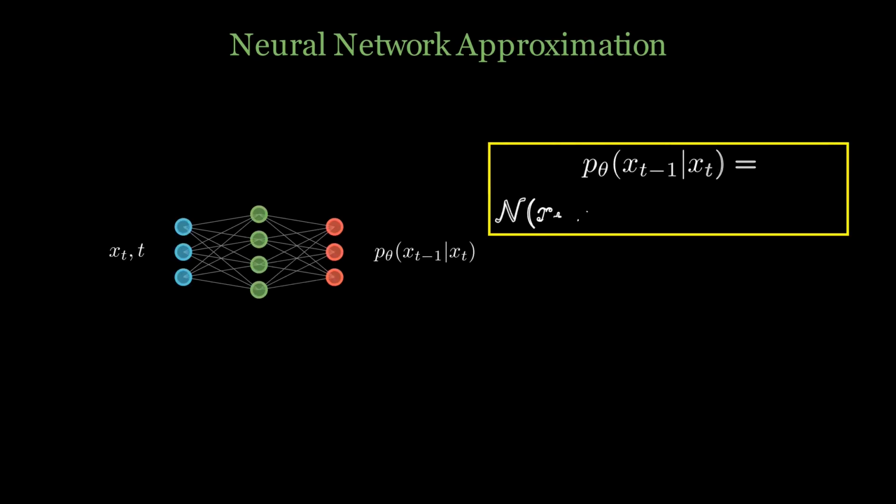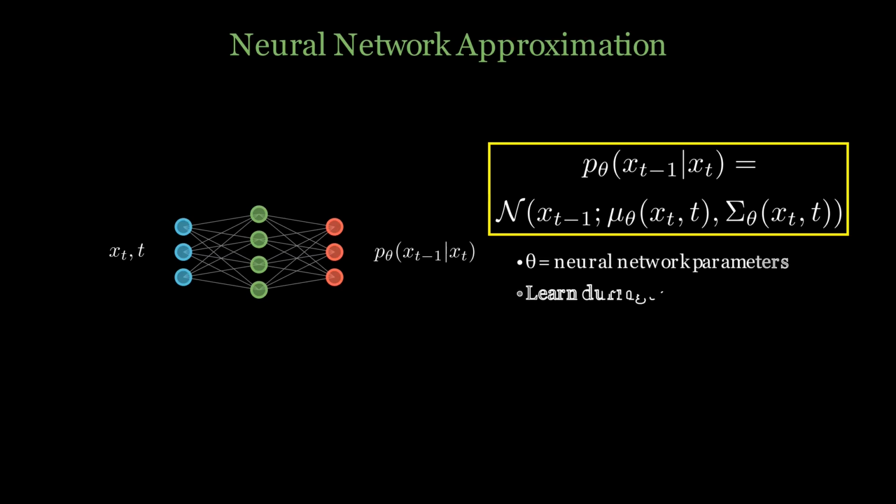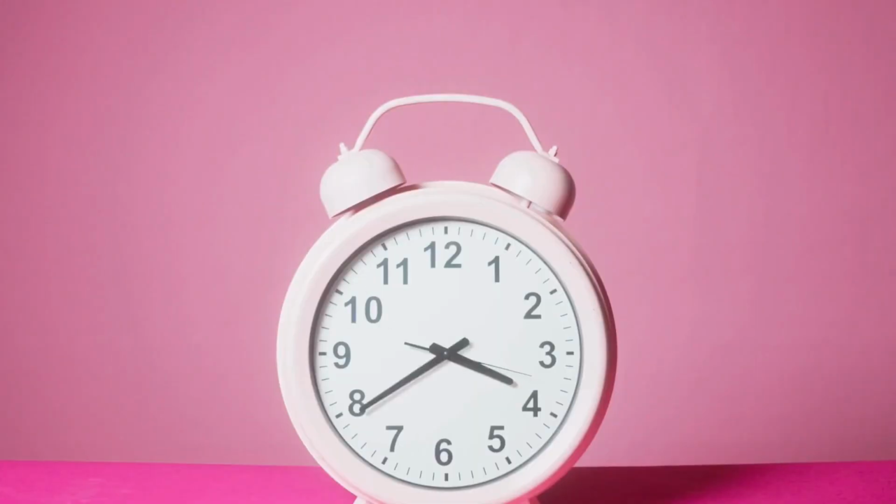We can formulate the neural network in an intelligent manner. We train a network with parameters theta to learn p theta of xt minus 1 given xt. The network takes in the noisy image xt and the time step t and outputs a Gaussian distribution with mean mu theta and covariance sigma theta. Theta represents all the neural network weights we'll learn during training. Instead of knowing the exact reverse process, we teach the network to predict it.